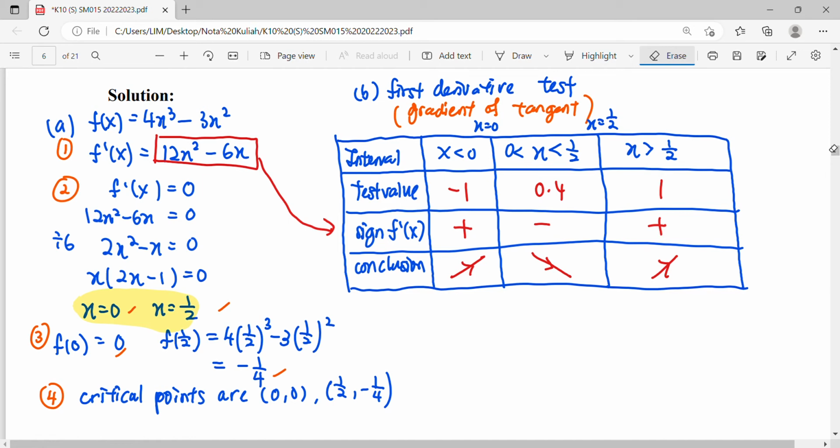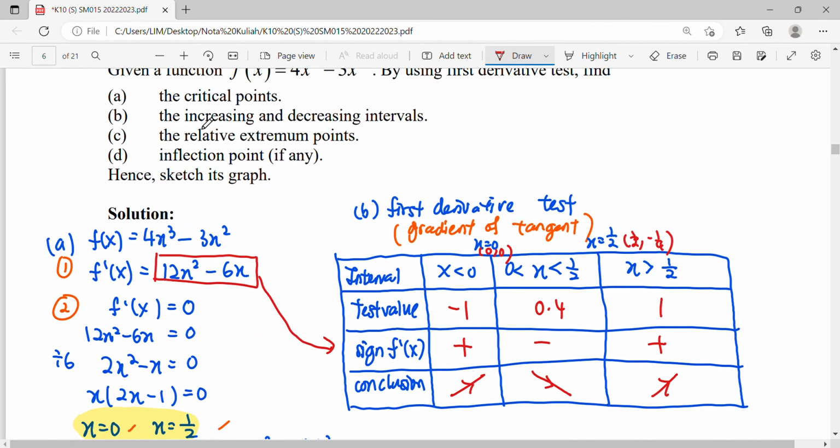Observe this. When you observe this, you can see that your point 0, 0 here is the point in the middle. When you observe the gradient of the tangent, when it goes up then down, it means the point in the middle is a maximum point. The other middle point, 1/2, negative 1/4, goes down then up, so this is a minimum point. Can? Can. So, answer the question.